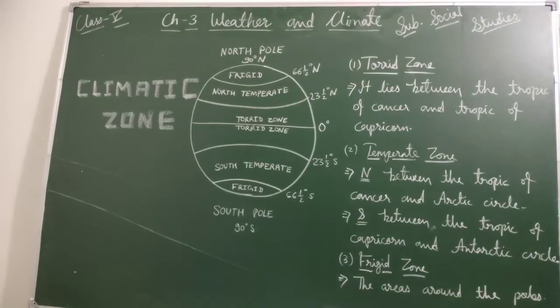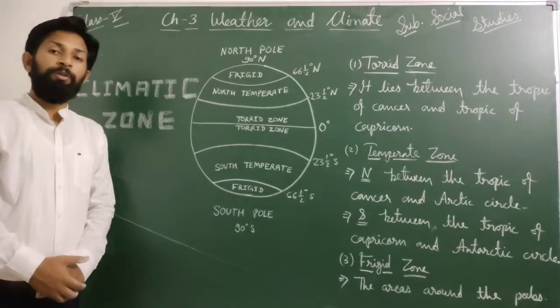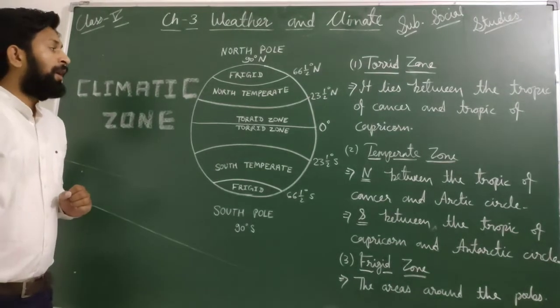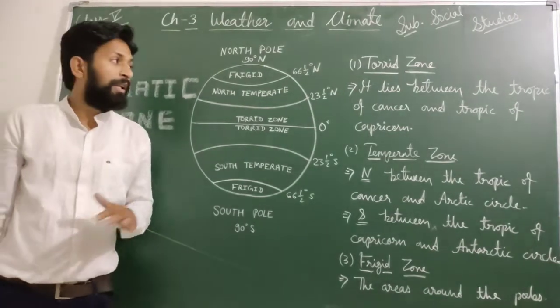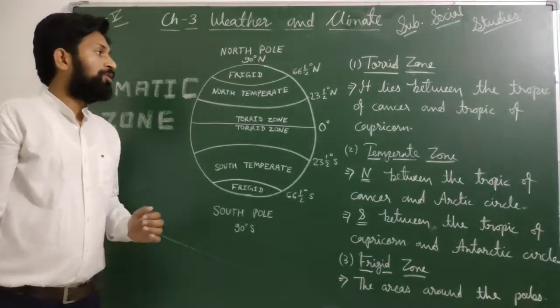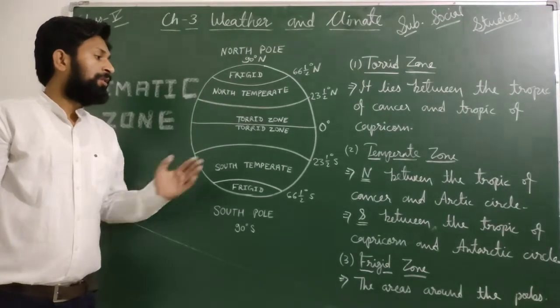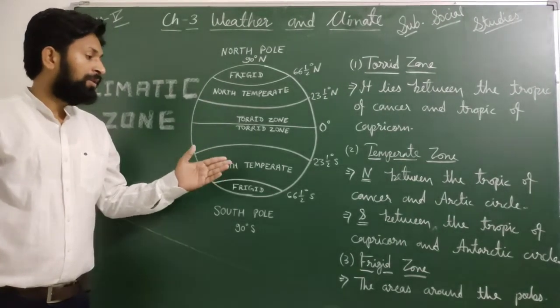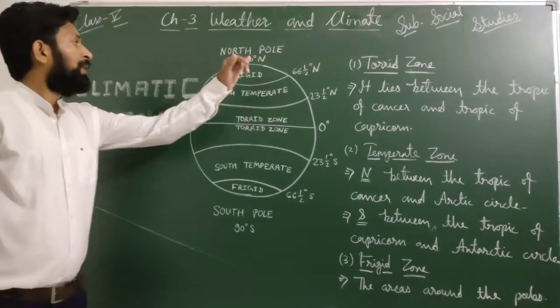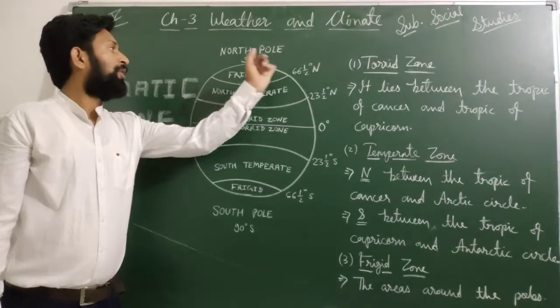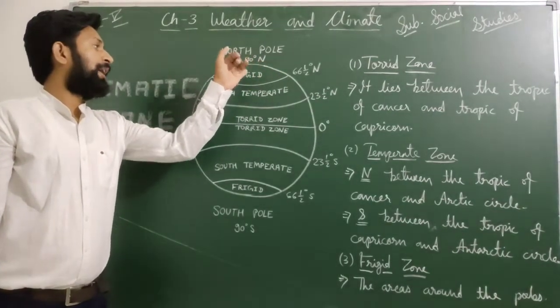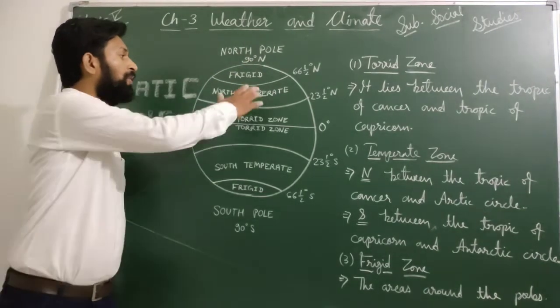Now we are going to discuss climatic zones. If we talk about climatic zones, there are mostly three: first is the torrid zone, second is the temperate zone, and third is the frigid zone. 66 and a half degree north up to 90 degree north, the pole side, is known as the frigid zone.